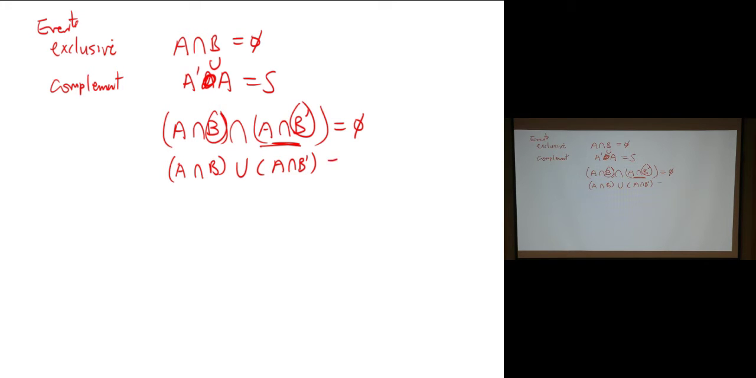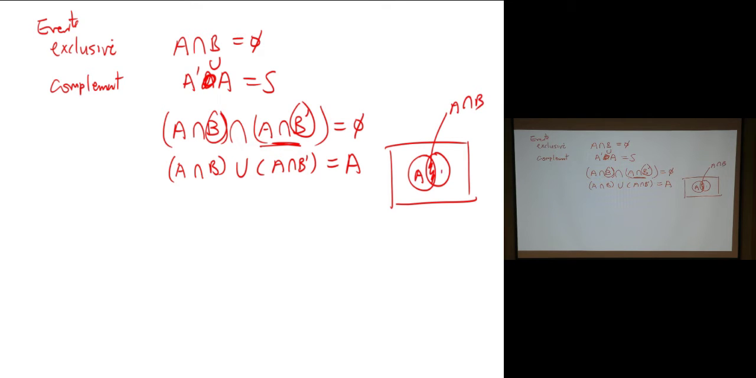This is equal to A. Basically, the idea is that this A can be partitioned into two non-overlapping parts. One part is common to B, the other part is common to B complement. It is difficult to see, but this helps; don't use it as a proof. So this is A, and this is the part A common to B.